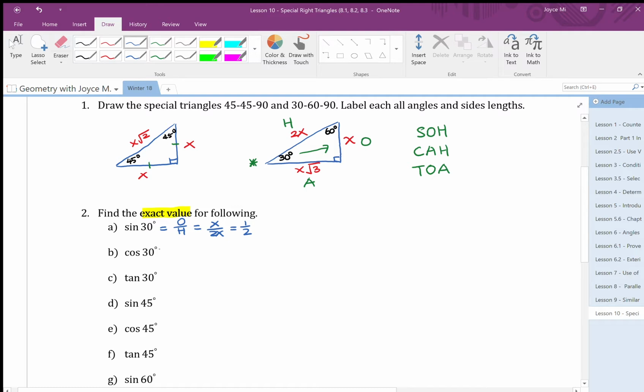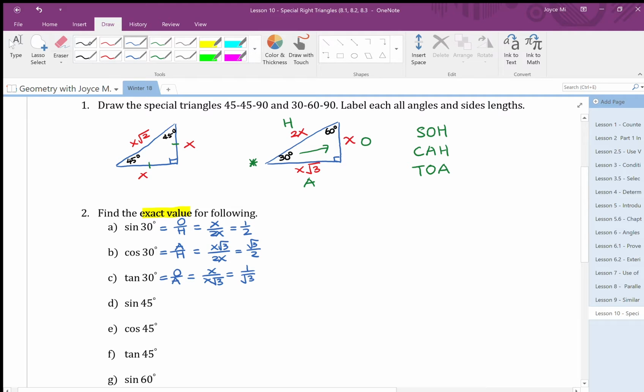Now cosine 30 is adjacent over hypotenuse. Again, I am standing over here at the start. So my adjacent is x square root 3, and my hypotenuse is 2x. So x simplified over x is 1, so it's square root 3 over 2. And my tangent 30 is TOA, opposite over adjacent. The opposite here is x, the adjacent is x square root 3. So x over x is 1, so 1 over square root 3.